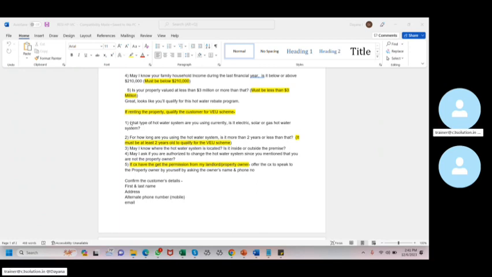What type of hot water system are you using currently? This is the question. If you do not know the difference between the hot water system and the heat pump, you might ask the customer what kind of heat pump are you using. That is very wrong. Got it? Yes, ma'am. You should ask the customer what type of hot water system are you currently using.